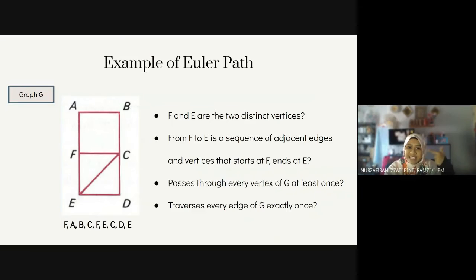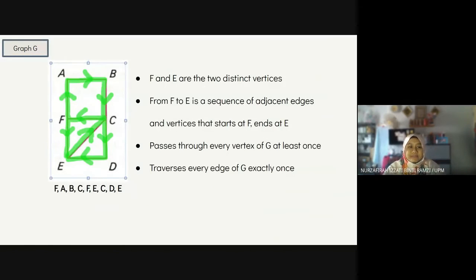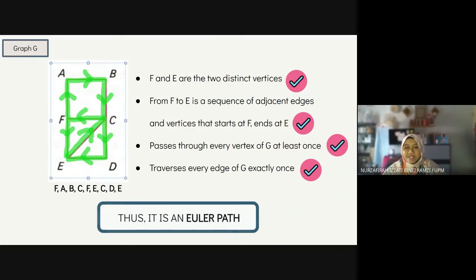Now, let's check together. It is true that F and E are two distinct vertices. It is also true that from F to E is a sequence of adjacent edges and vertices that starts at F and ends at E. This graph did pass through every vertex of G at least once, and it did traverse every edge of G exactly once. Thus, we can say that it is an Euler path.